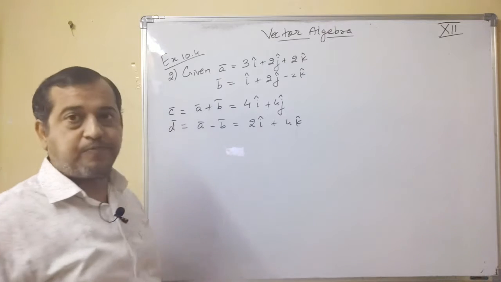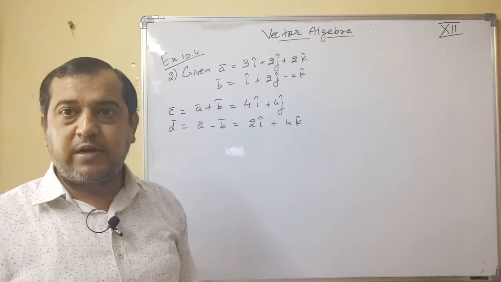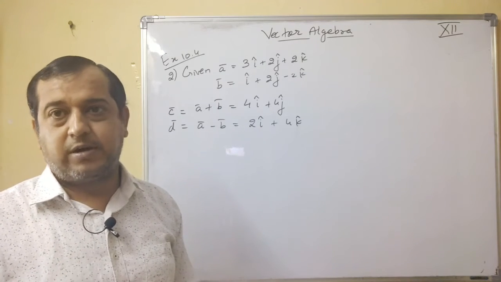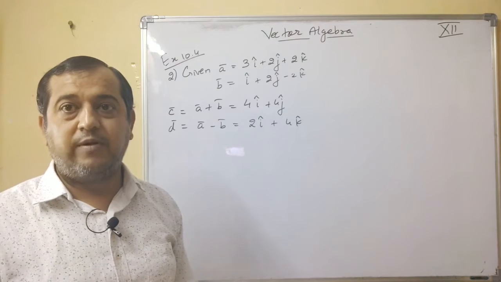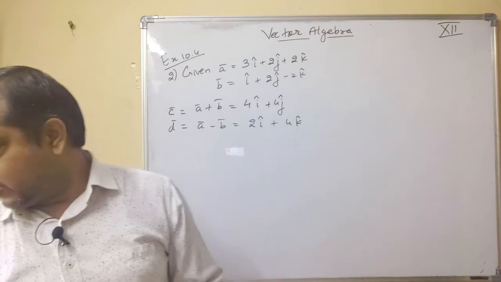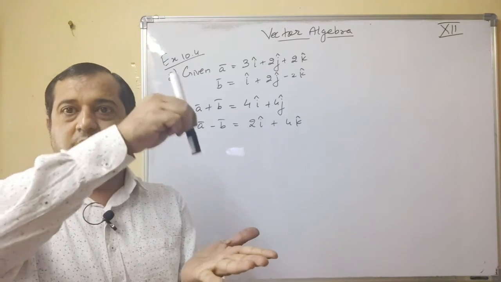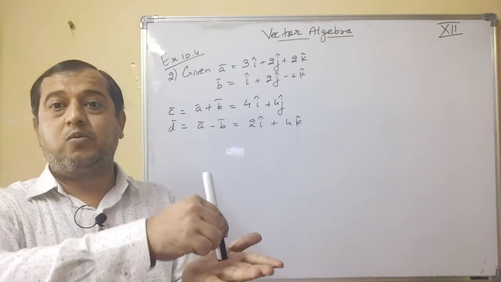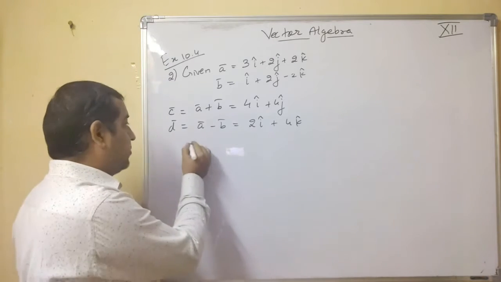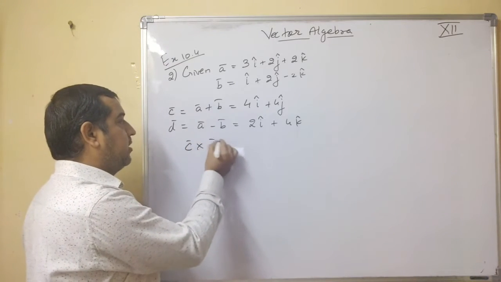Now in short, what do you want? You want a unit vector which is perpendicular to vector C and vector D. If C and D are two vectors, then C cross D will be perpendicular to both. So first of all, find C cross D. Vector C cross vector D.